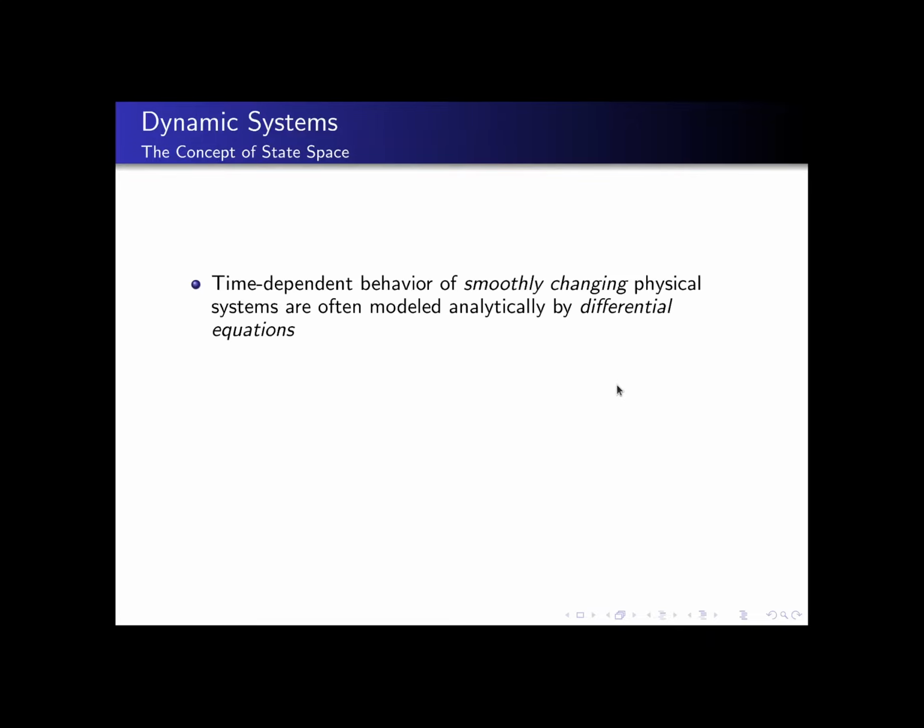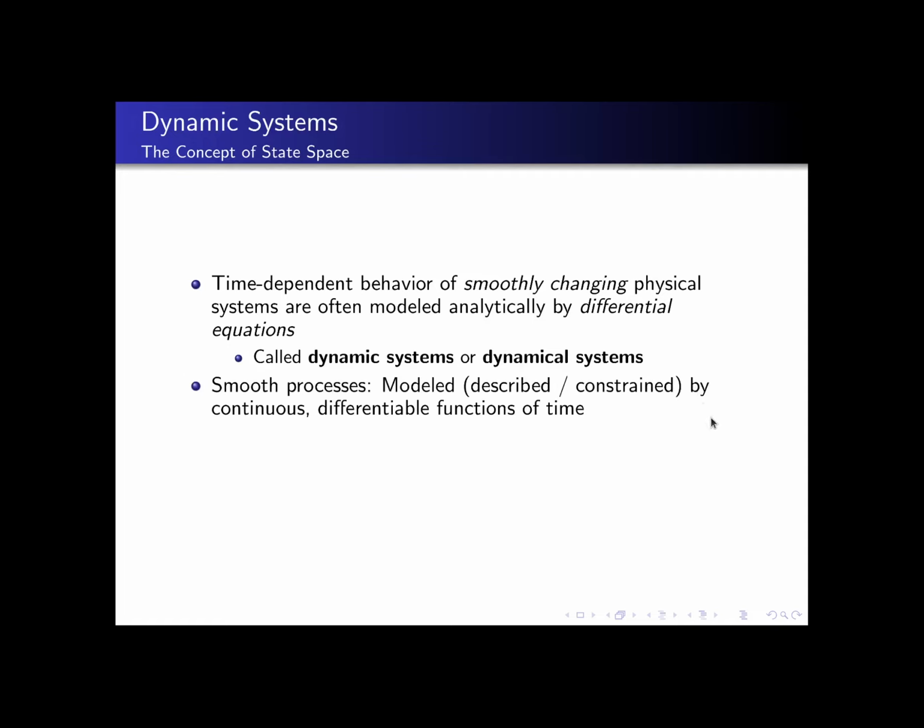All right, so now we're going to talk about the concept of state space. The time-dependent behavior of a smoothly changing physical system is often modeled analytically by differential equations. These are called dynamic systems or dynamical systems. They are typically smooth processes. In other words, the equations and the functions that describe these things are continuous and differentiable, and they're functions of time. So smooth means continuous and differentiable.